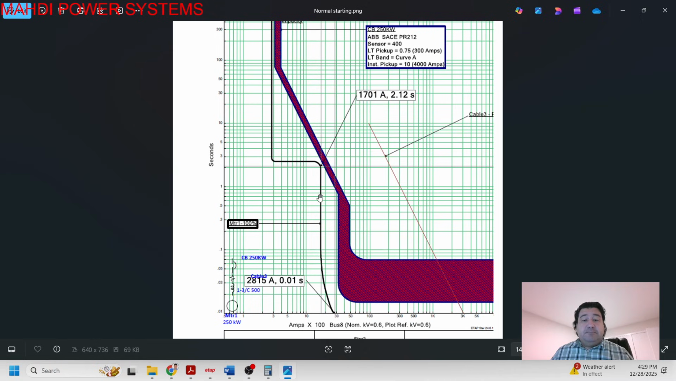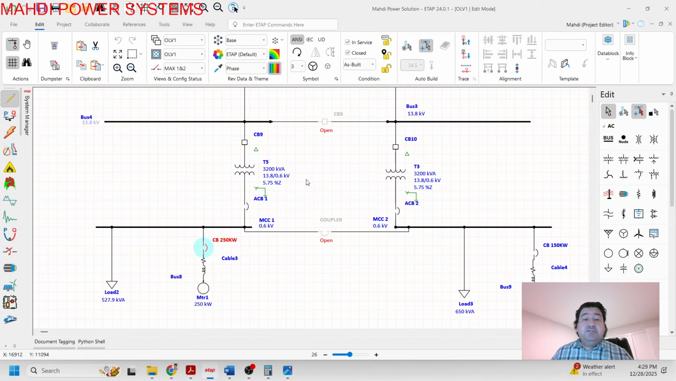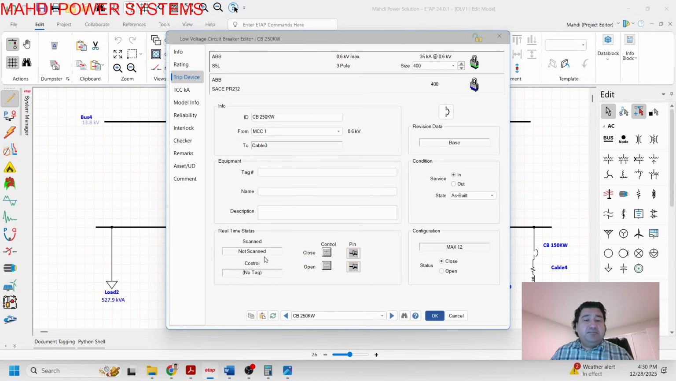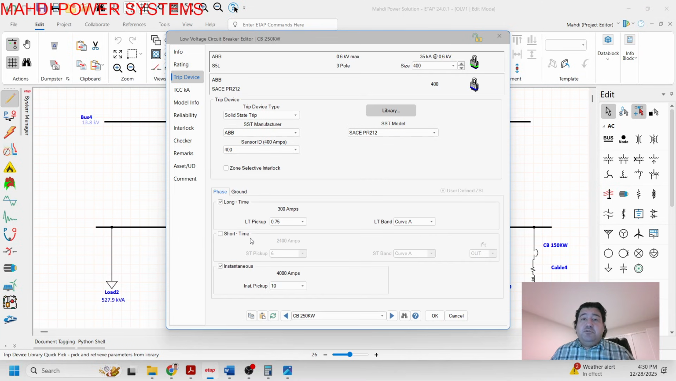And for instantaneous pickup, let's discuss the instantaneous function in the next video. Just let me add this point: short time, we do not need for motor protection. We do not need it. In the next video, I explain how to set the instantaneous function. You can see a few numbers here, but there is a concept behind this.